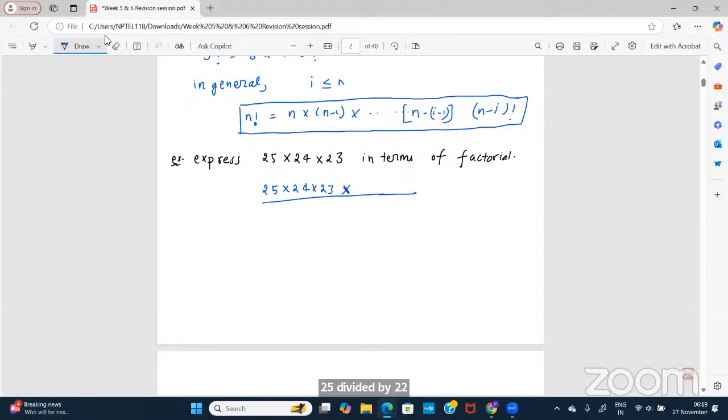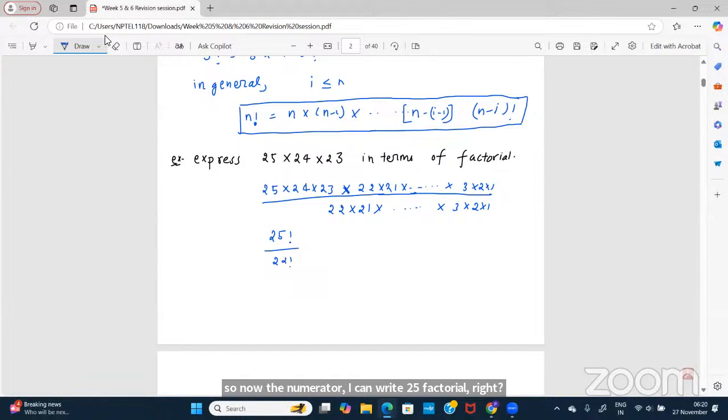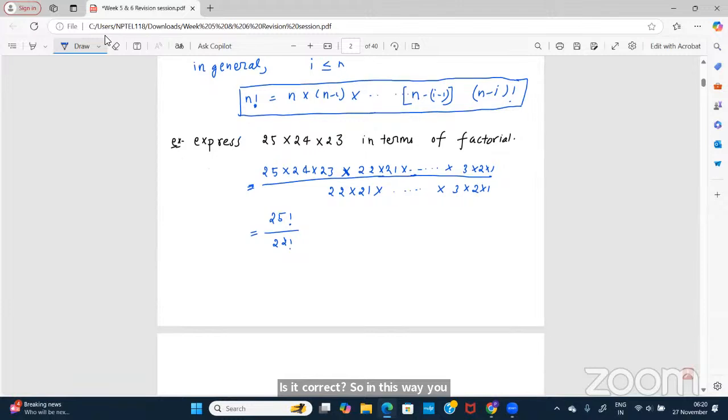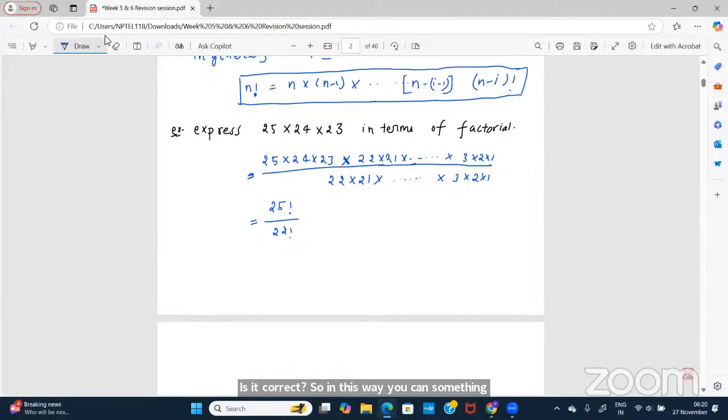Suppose I am here multiplying by 22 into 21 up to 3 into 2 into 1, and dividing by the same thing, 22 into 21 up to 3 into 2 into 1. So now in the numerator, I can write 25 factorial, right? And in the denominator, I can write 22 factorial, right? Yes, ma'am. Okay. Is it correct? So in this way, if some calculation is given, then you can manipulate it, like you can divide or multiply something, and then we can change it into the form of factorial.